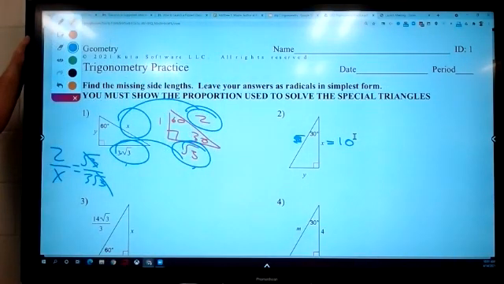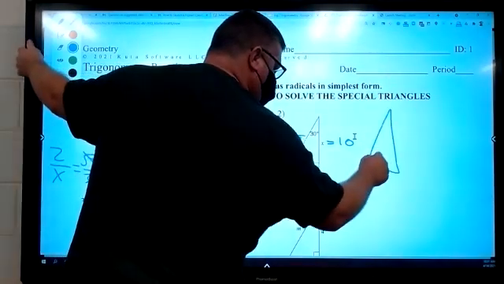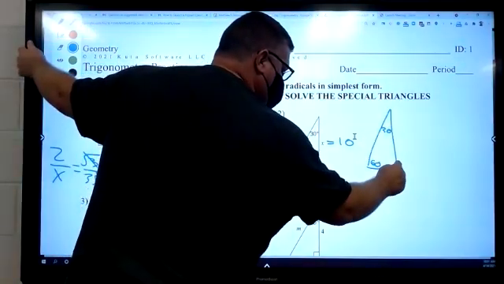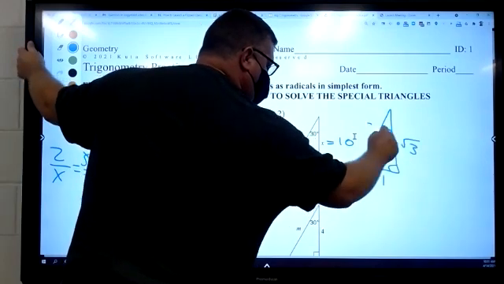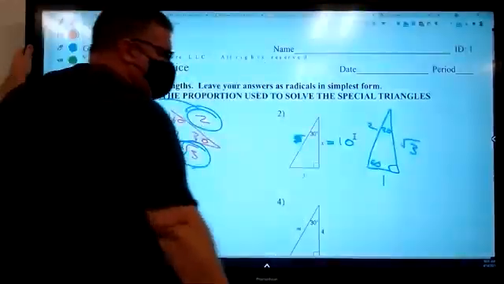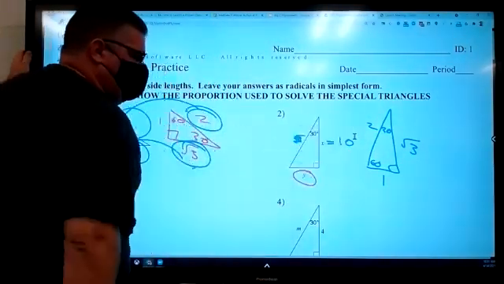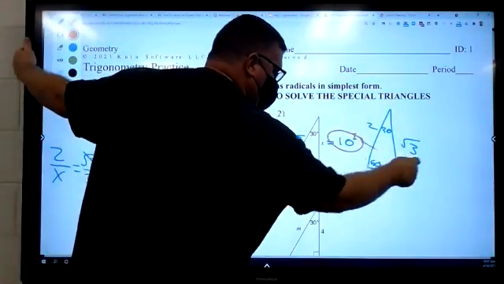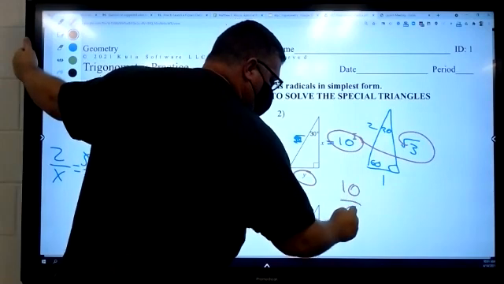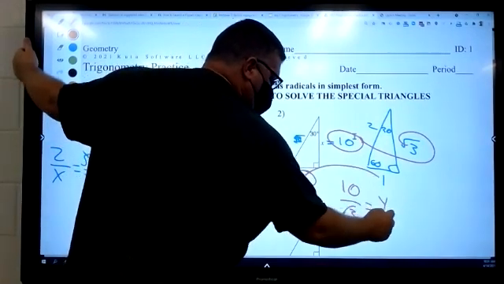Okay, where the root 3 is buried in the side length, right? So let's do one like this real quick. Okay, 1, root 3, 2. Does everybody agree? Okay, where do I find y? Let's find y, because if x is 10, what's y? Well, you would say 10 goes with root 3. So 10 over root 3 equals y over 1.